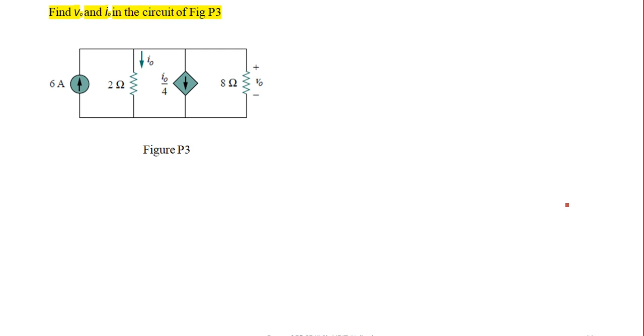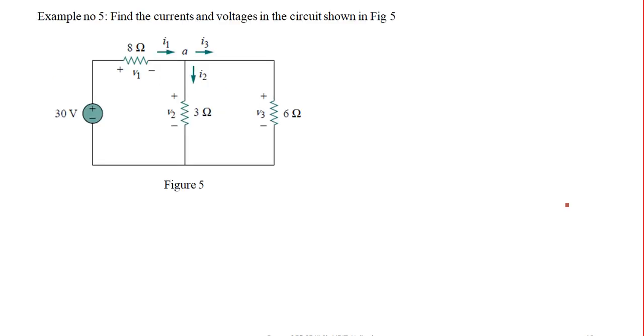Next, we shall go to the next one, that is problem number 5. Here, first you understand the circuit and the question. The question just mentions that you need to find the currents and voltages in the circuit. If you look into the currents and voltages in the circuit, it is already mentioned which are the branch currents and which are the branch voltages.